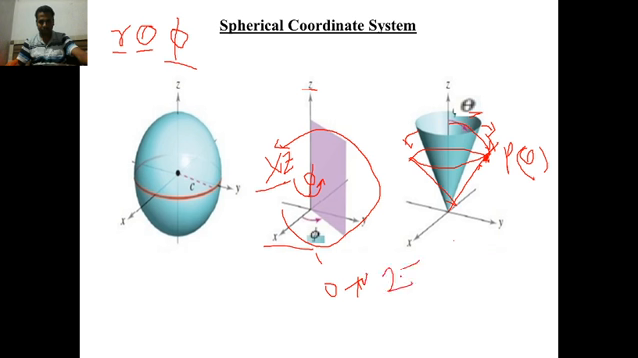0 to 2 pi. Why 0 to 2 pi? Because this phi plane can start from xz plane initially, and it can move in anti-clockwise direction up to back side of xz plane. That means it takes complete revolution in anti-clockwise. That's why phi angle can vary from 0 to 2 pi, but this theta angle can vary from 0 to pi.